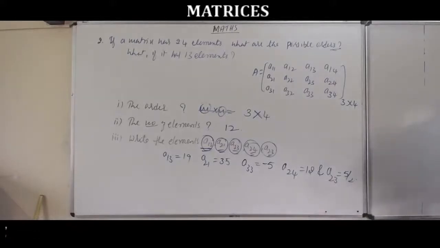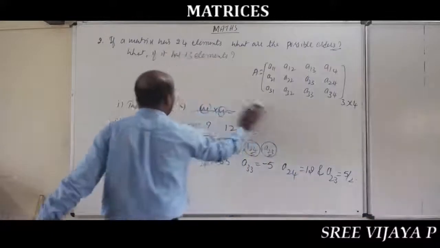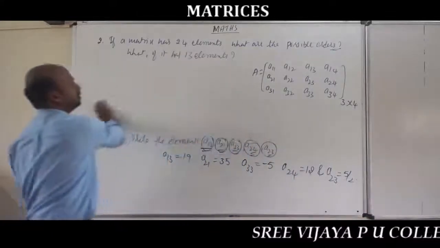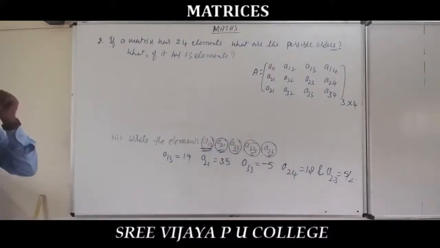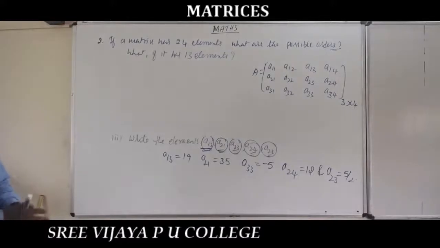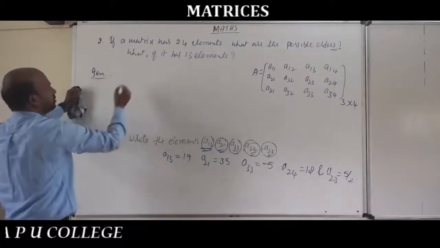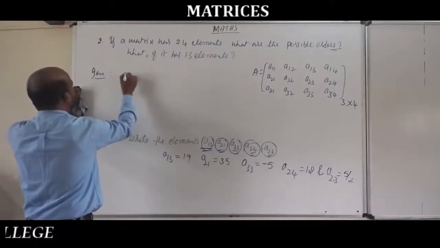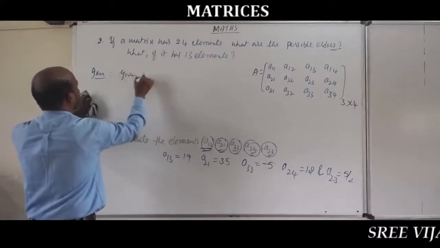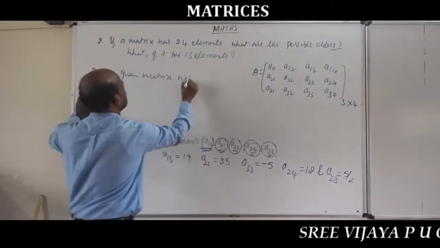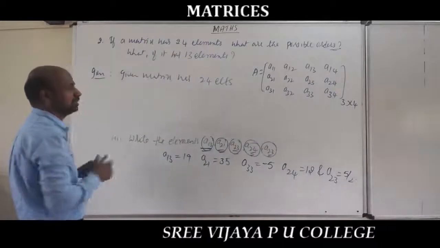So, the possible orders. It is given that the matrix has 24 elements. What are the possible orders it can have? And suppose the matrix has 13 elements, what are the possible orders? So in the first case, it is given that the matrix has 24 elements.